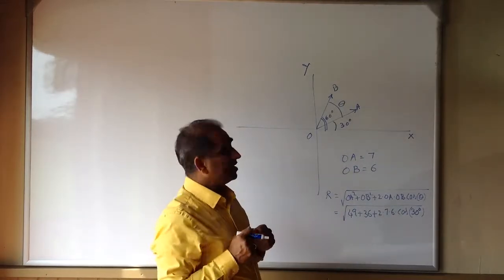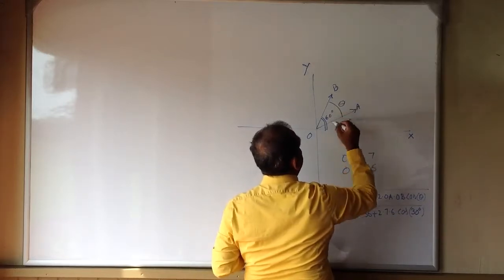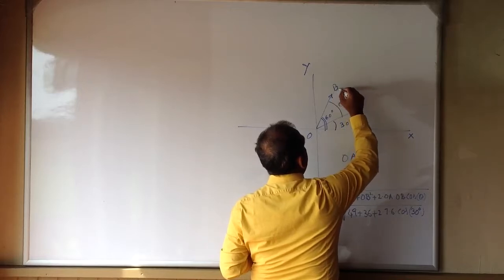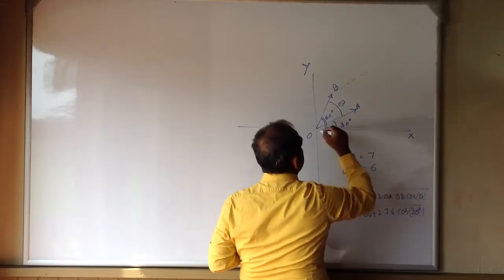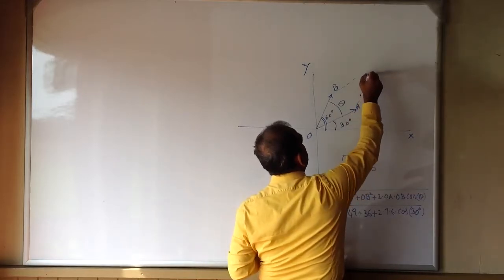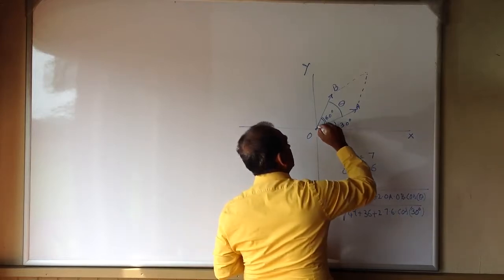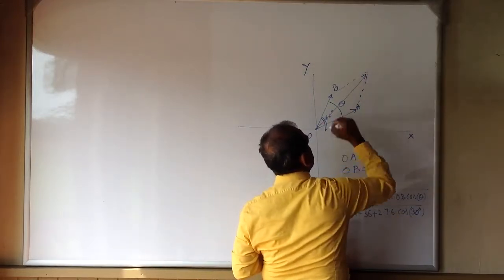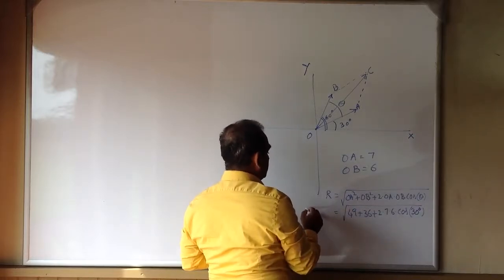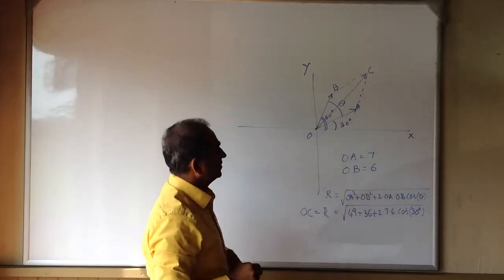But where is the resultant? We can complete the parallelogram, that is, draw a line parallel to this from here, and of the same length. Similarly, a line parallel to that, another line here. This is the parallelogram, and the line joined from here to this is the resultant. So this R is nothing but OC. OC is equal to R is equal to that.